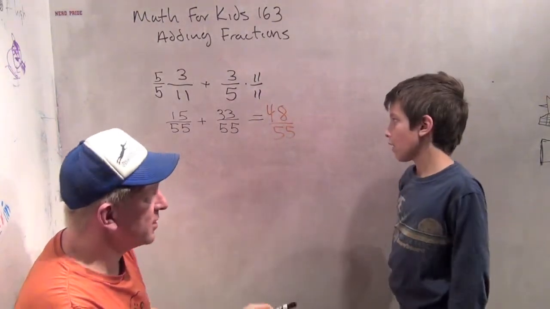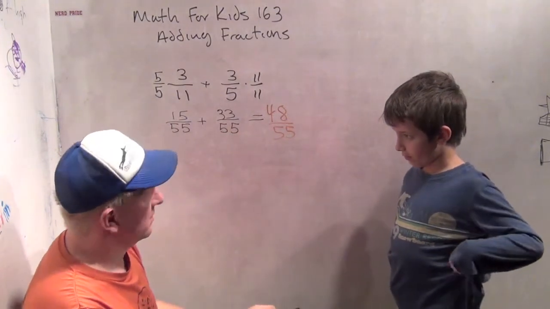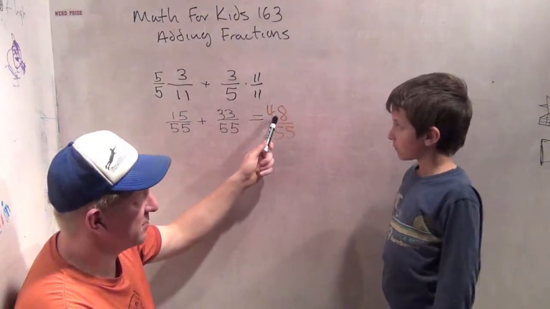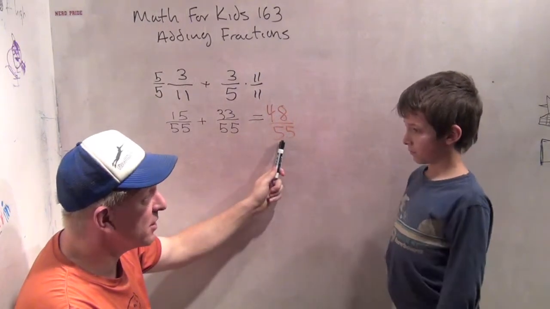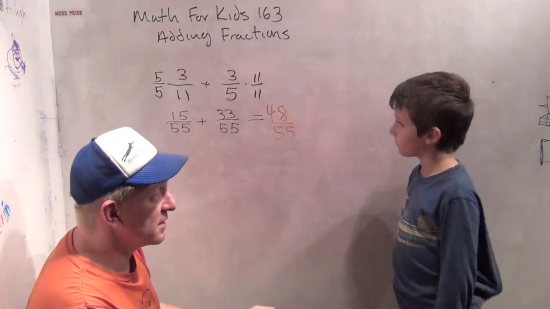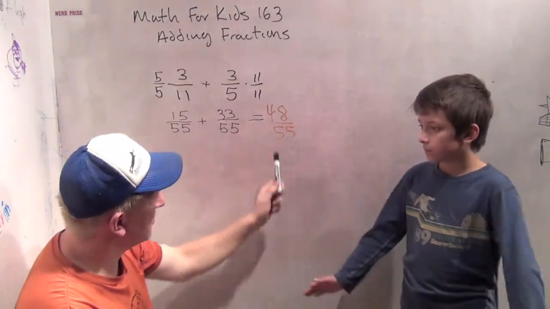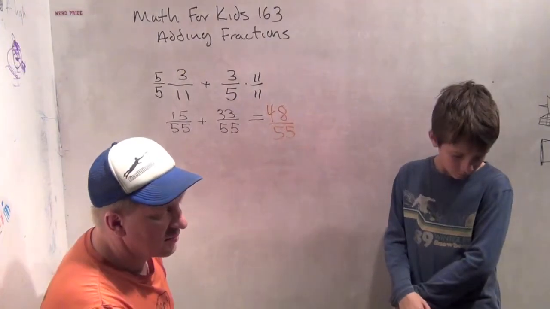Does 5 go into 48? Nope. Why not? Because it doesn't end in 0 or 5. Multiples of 5 are easy, and multiples of 11 are also easy. Does 11 go into 48? No, because it goes into 44. Okay, so this is simplified. 48/55 is simplified.